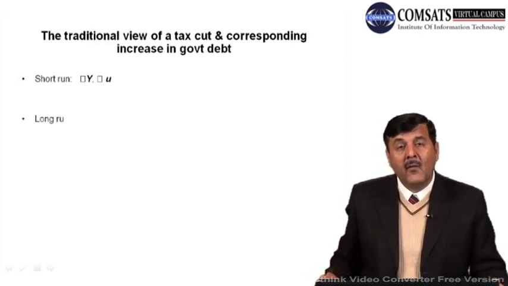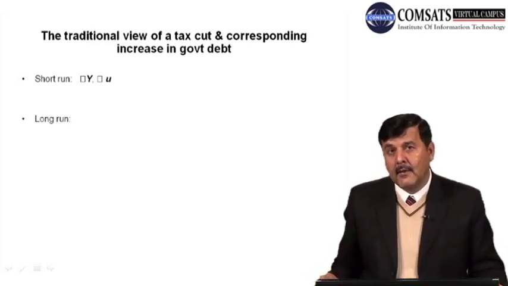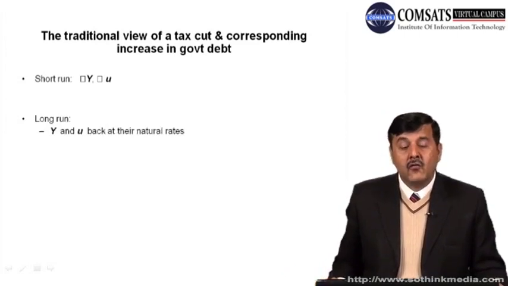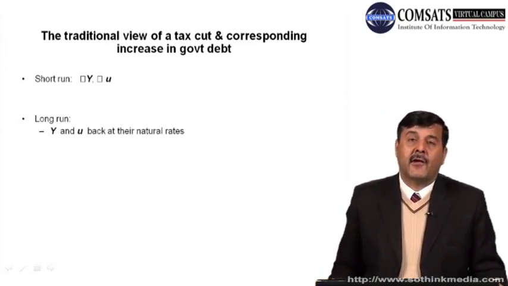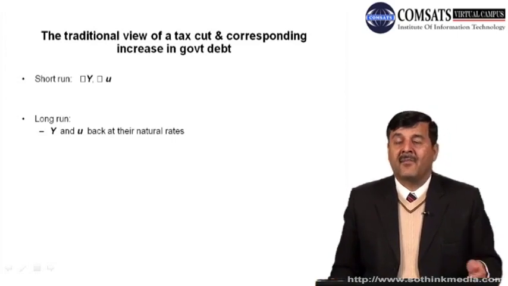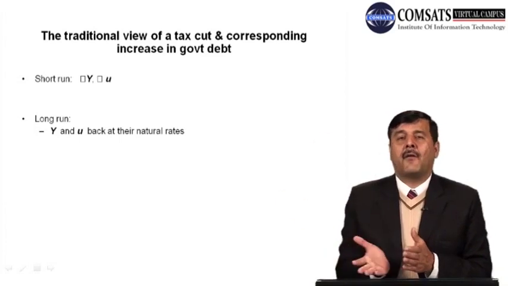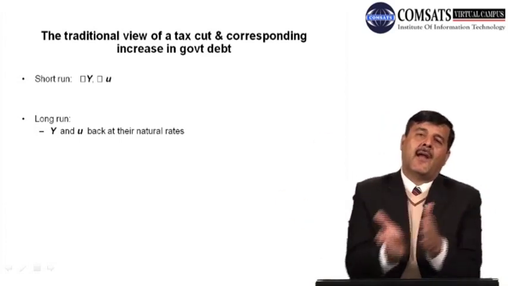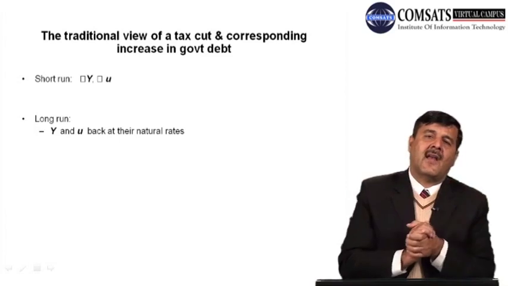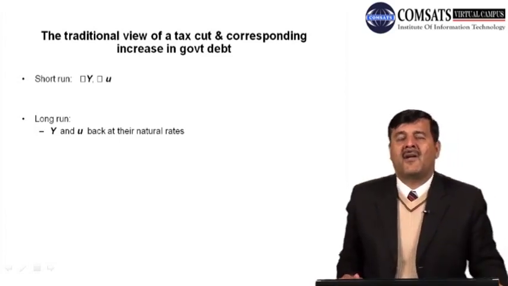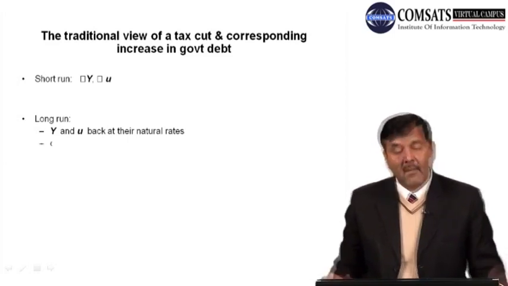What will happen in the long run? According to the traditional view, Y and U are back at their natural rates, right? So in the long run, when aggregate demand increases, and then aggregate supply increases, the economy will come back to its natural level of output and natural, full employment level, right?